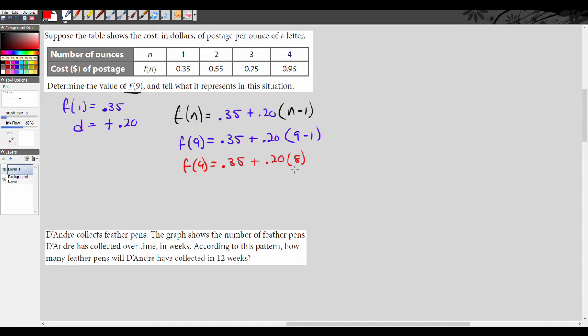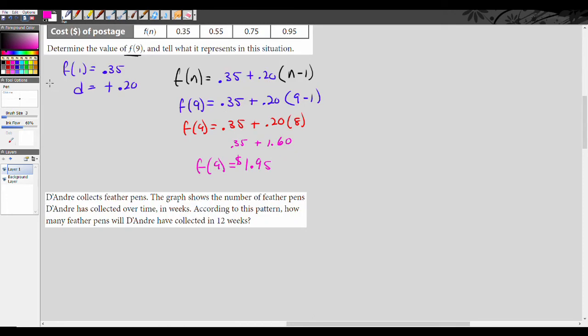We just follow PEMDAS here, we multiply. So 0.20 times 8 is 1.60 plus 0.35, that is 1.95. So f of 9 is 1.95. In other words, in the context of this problem, a 9-ounce letter is going to cost $1.95 in postage.